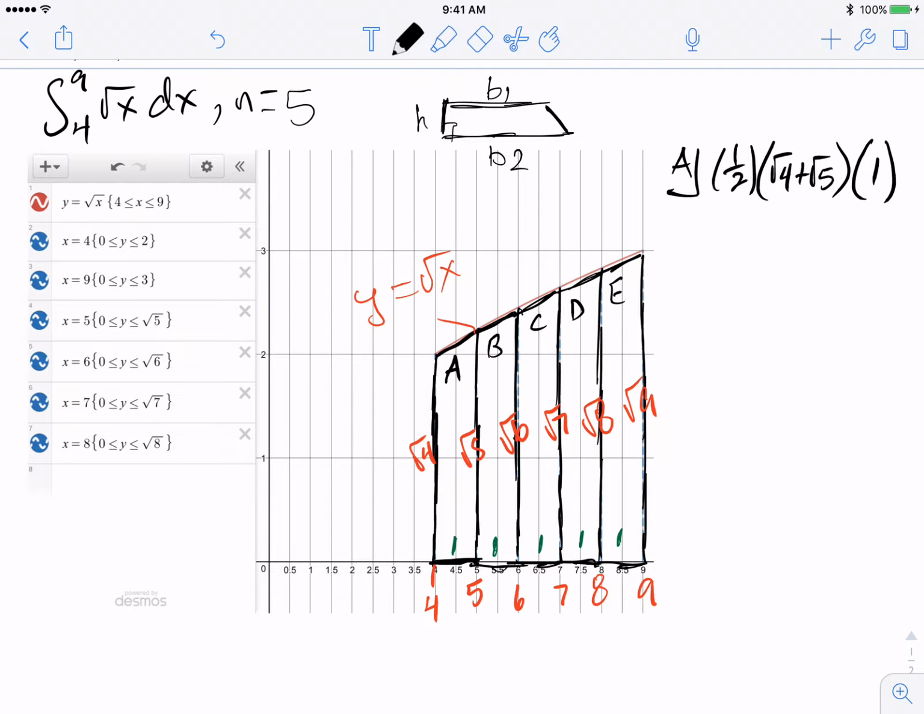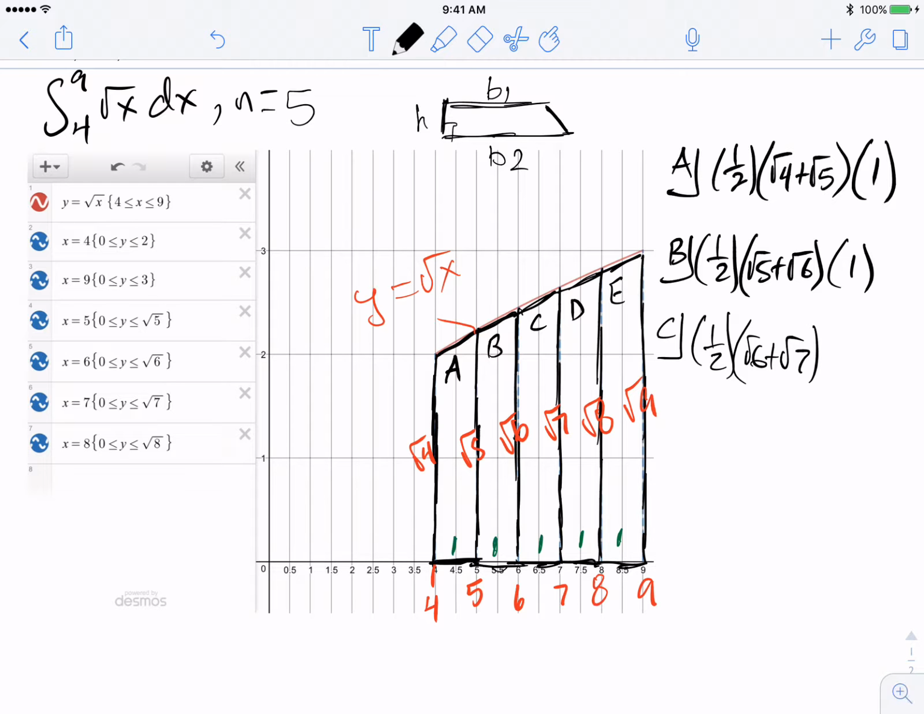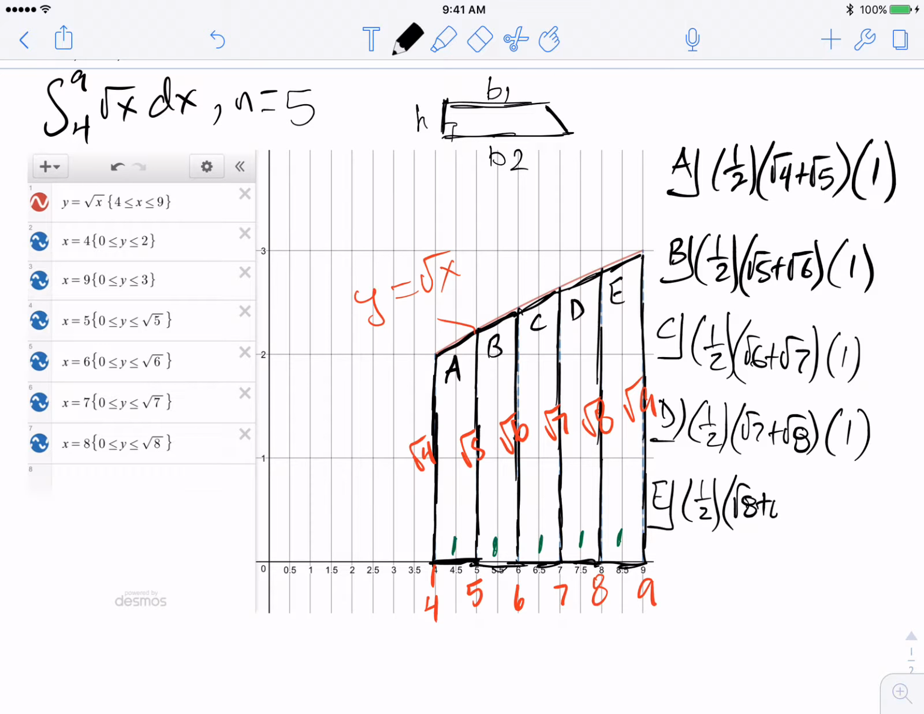Okay, so for B, it's 1/2 root 5 plus root 6 times 1. For C, it's 1/2 root 6 plus root 7 times 1. For D, it's 1/2 root 7 plus root 8 times 1. And for E, it's 1/2 root 8 plus root 9 times 1. So those are the areas of my 5 trapezoids.